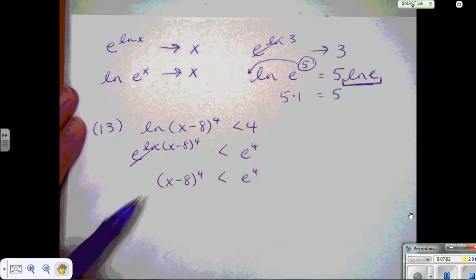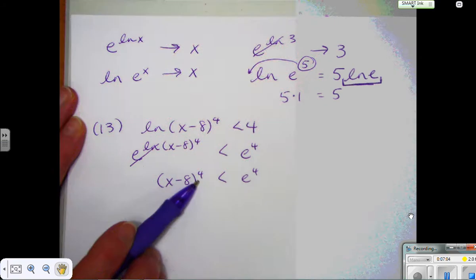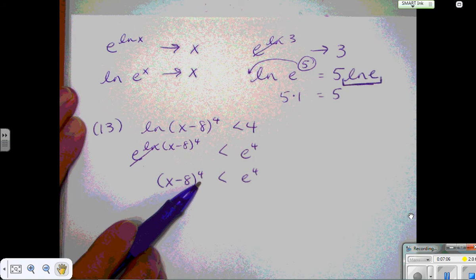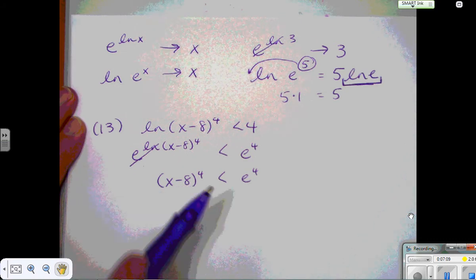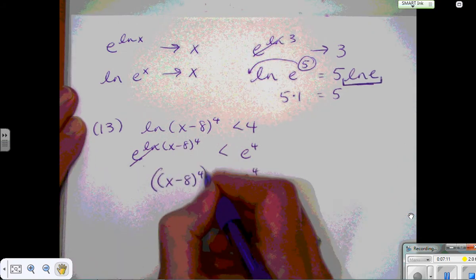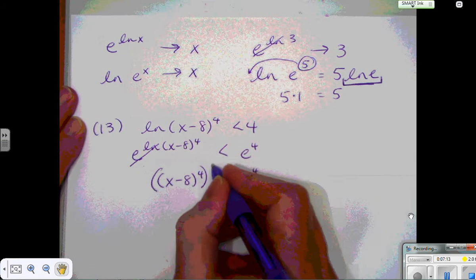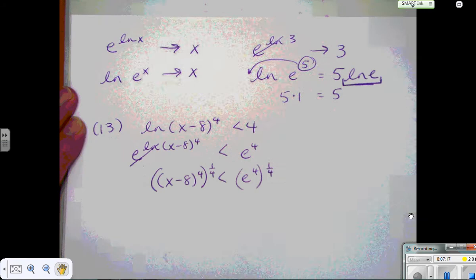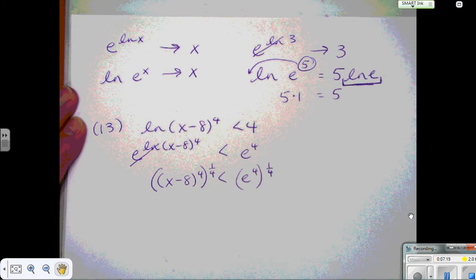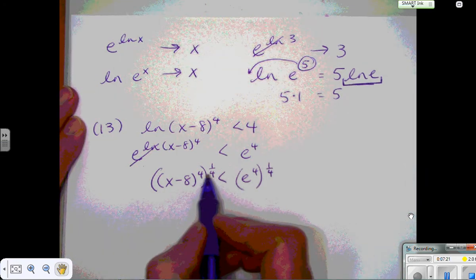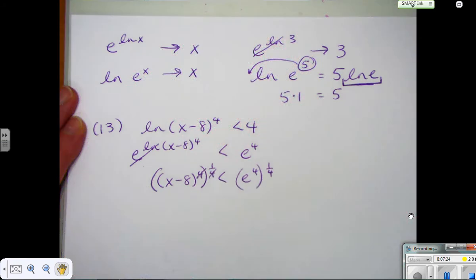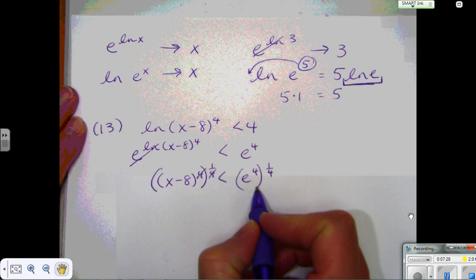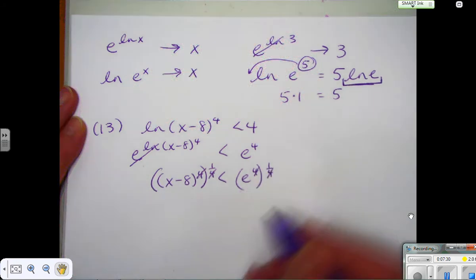Now my x has this exponent outside. I need to get rid of the exponent to solve for x. So I'm going to raise both sides to the reciprocal power. 4 over 1, the reciprocal is going to be 1/4. Okay, when you have a power raised to a power, you multiply them together, so the left side's going to reduce out. 4 times 1/4 is just 1. Same thing is going to happen on the right side, coincidentally. 4 times 1/4 is 1.